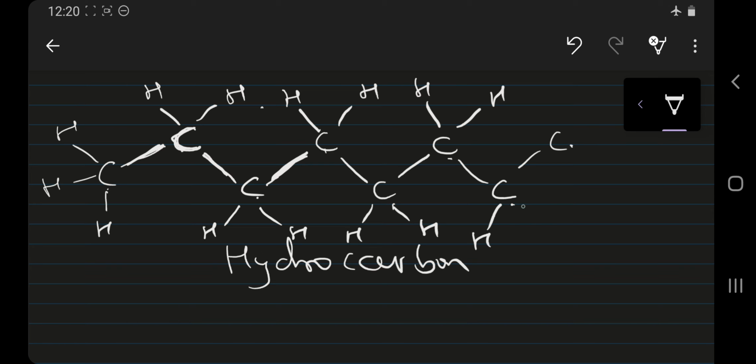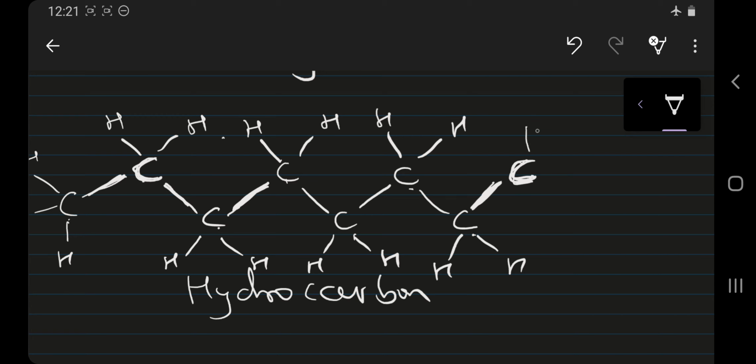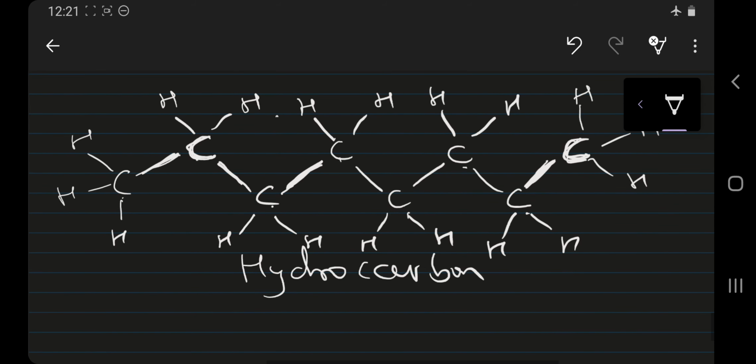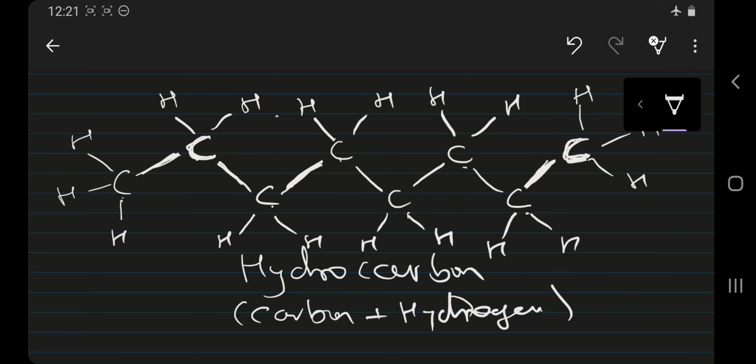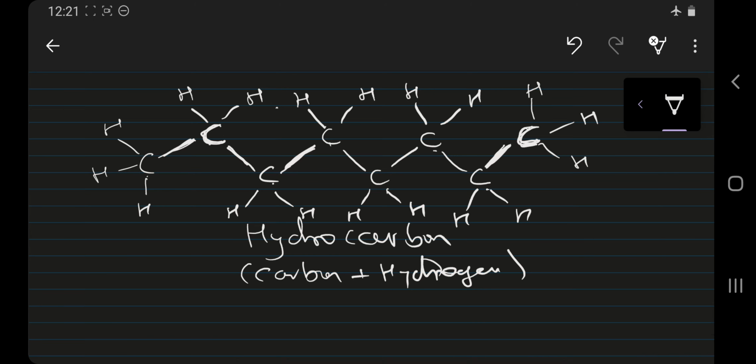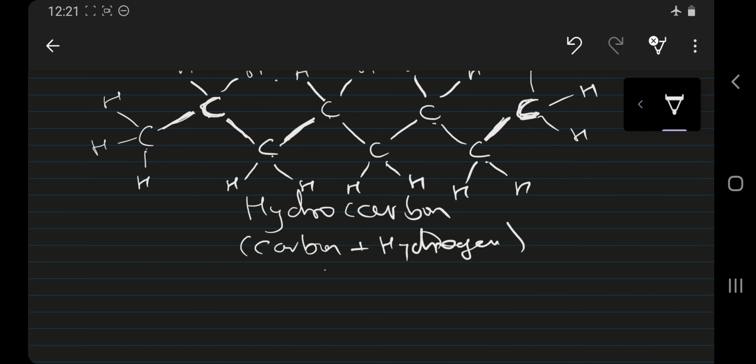But you have to understand this terminal carbon. This terminal carbon is having only 1 bond, so there will be 3 hydrogens attached to this carbon. Now, why do we call this compound a hydrocarbon? Because it is made from carbon and hydrogen. We can show it in different ways.